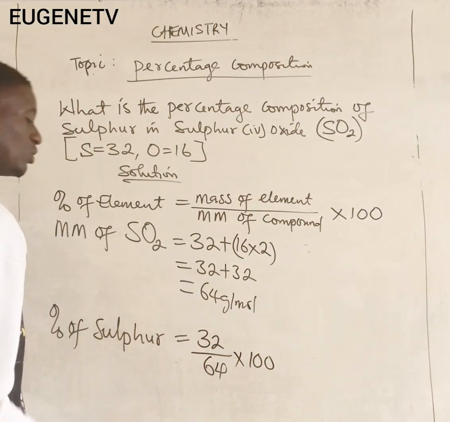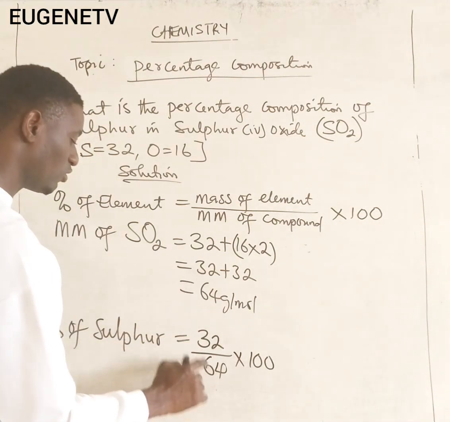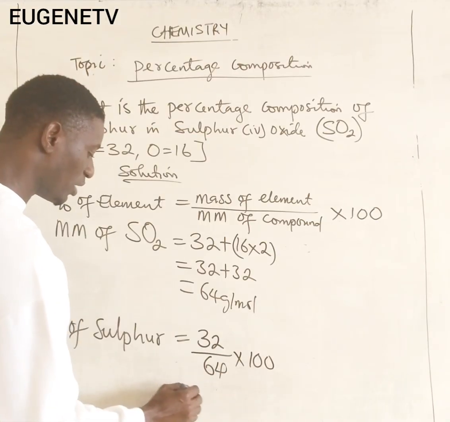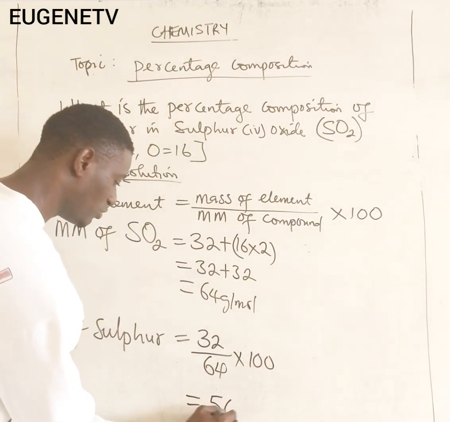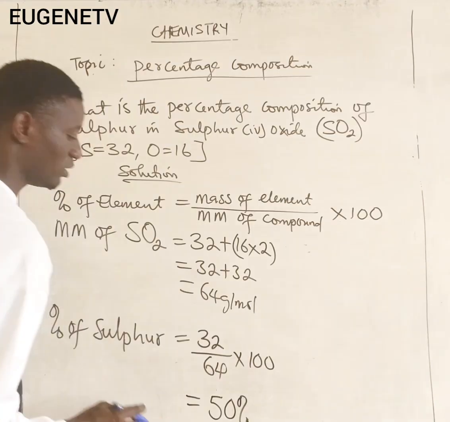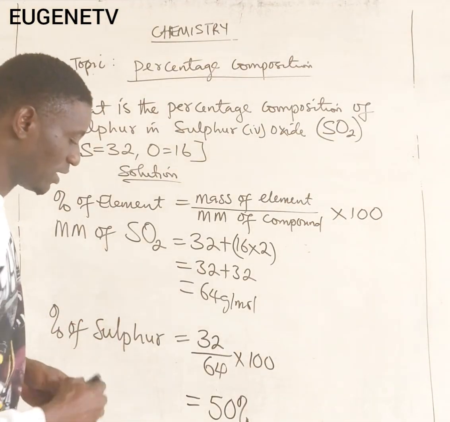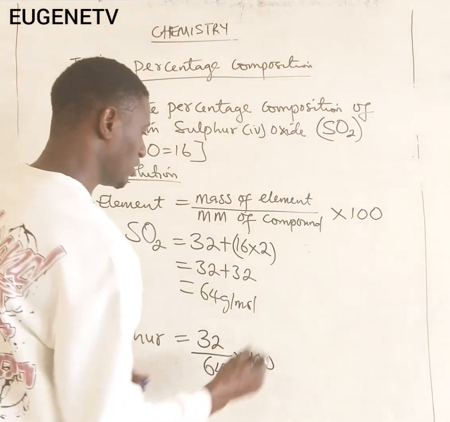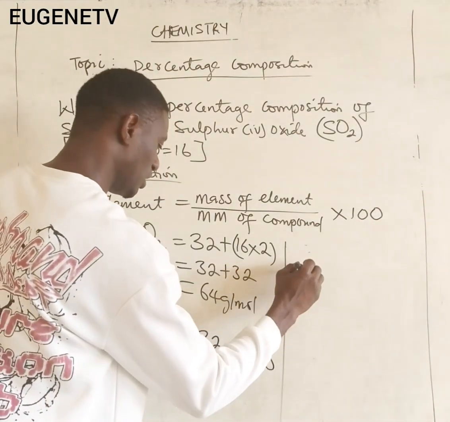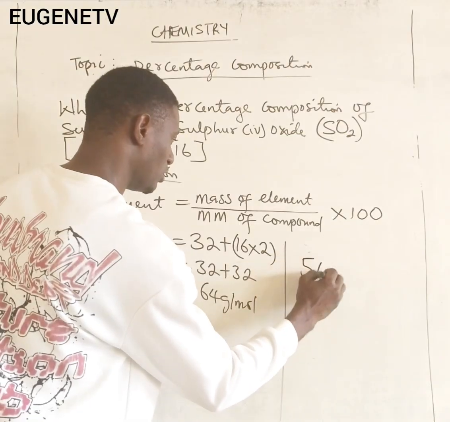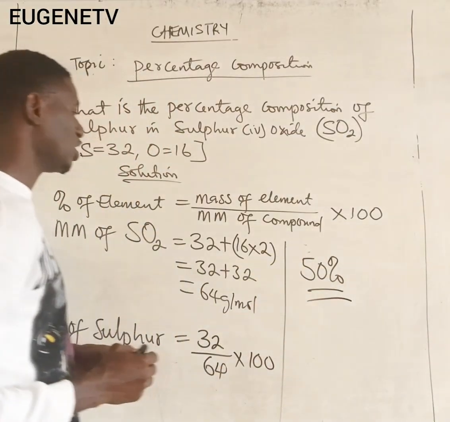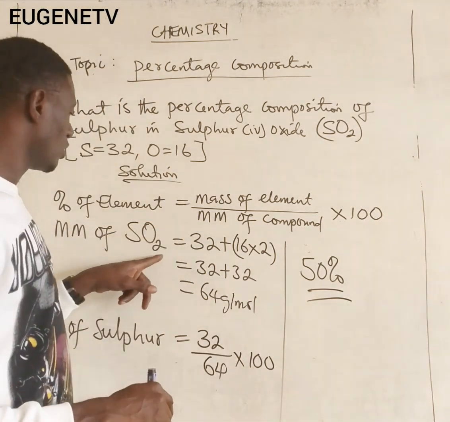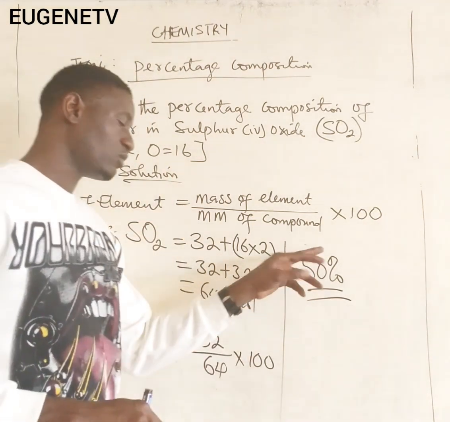32 is half of 64. So if we divide 32 by 64 and multiply by 100, we are going to obtain 50%. So our answer is going to be 50%. Let me put it this way so that it will be clearly seen. That means that the percentage of sulfur, or the contribution of sulfur in SO2, otherwise called sulfur(IV) oxide, is 50%.